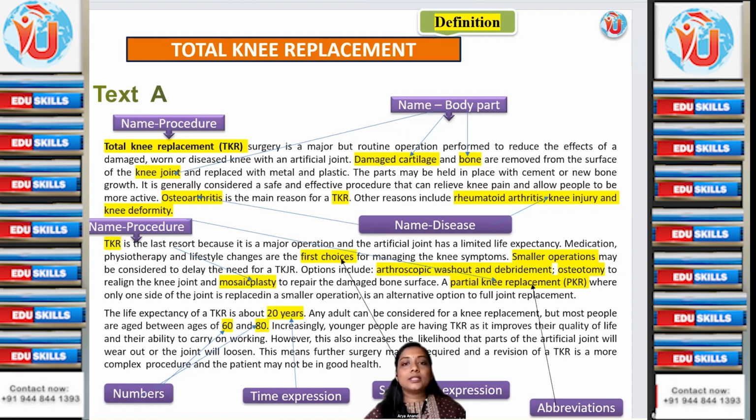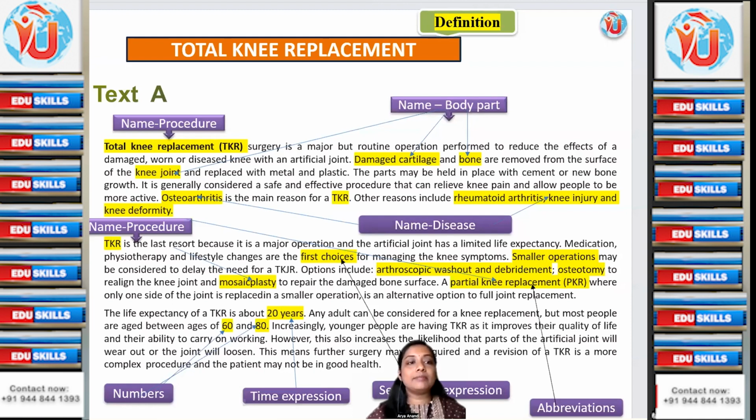So text A. When you are getting the question paper, there will be two booklets. One booklet contains the text and the other one will be the questions. From the text, whatever answer you're finding, you have to copy and paste in your answer booklet. You got the text booklet and the question paper. You have to read the main heading, that is total knee replacement.